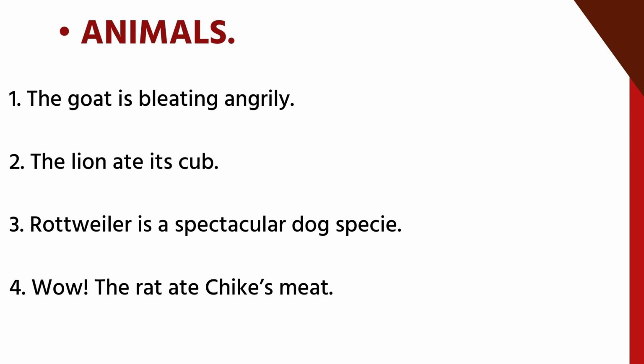The lion ate its cub. Rottweiler is a spectacular dog species. Wow. The rat ate chickens' meat. So these are examples of animals being the subjects of different sentences.